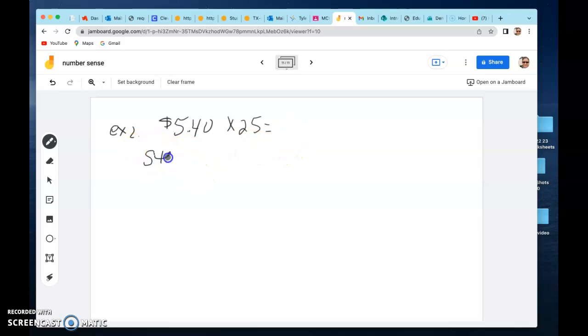Step 1, multiply by 100. So 100 times 5.40 is 540.